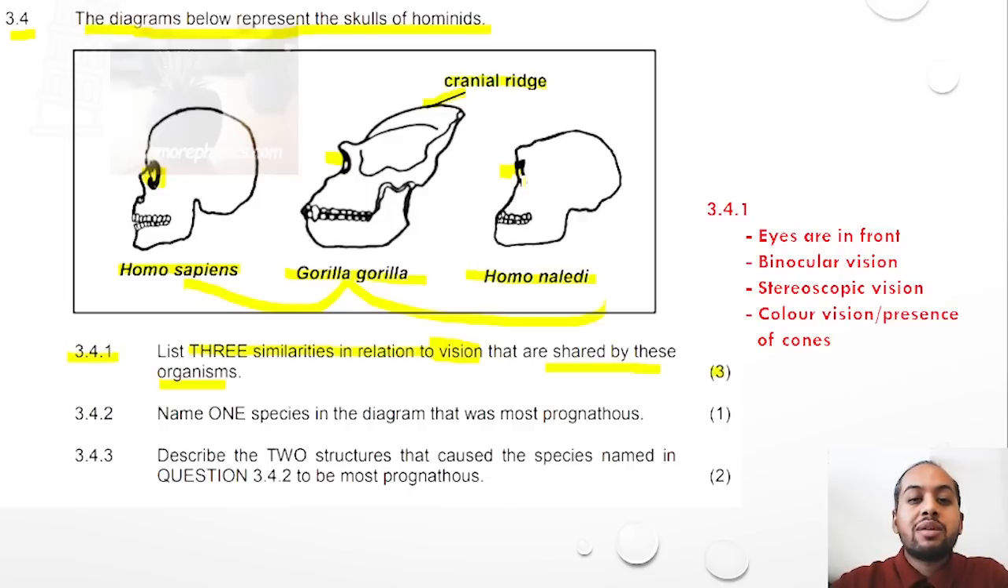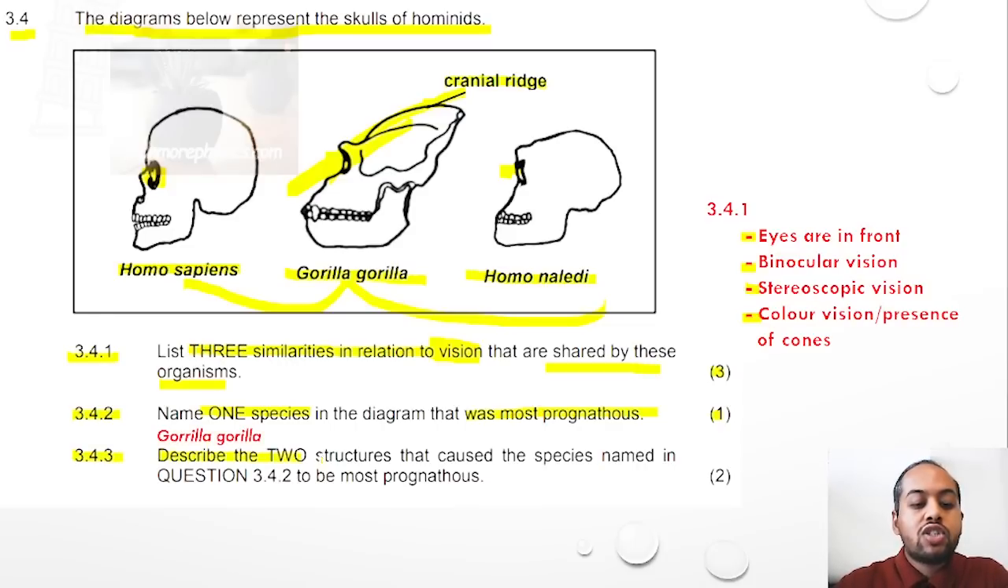They are all going to be able to see color vision since they have the presence of cones, which are photoreceptors that allow them to see color. So 3 similarities: the eyes are in front, binocular and stereoscopic vision, and they are able to see colored objects since they have the presence of cones located in their eyes. 3.4.2, name 1 species in the diagram that was the most prognathous. Most prognathous means the one that's sloping the most. So therefore it is going to be gorilla.